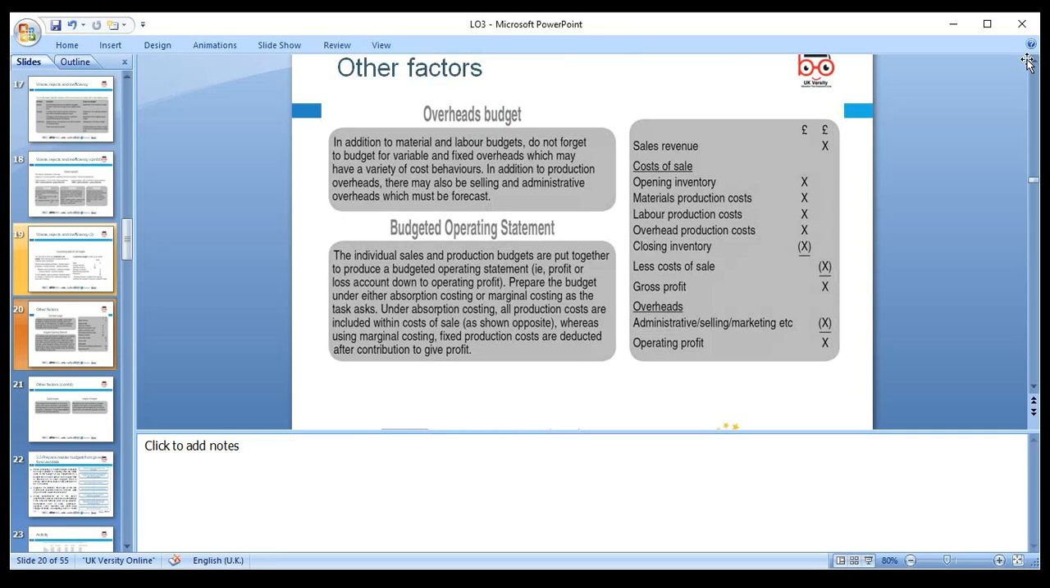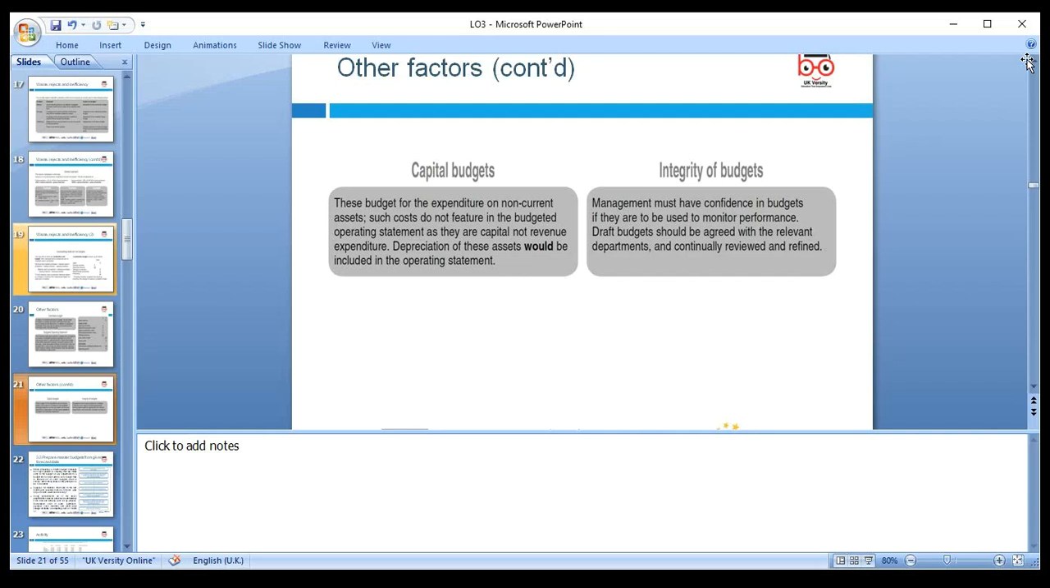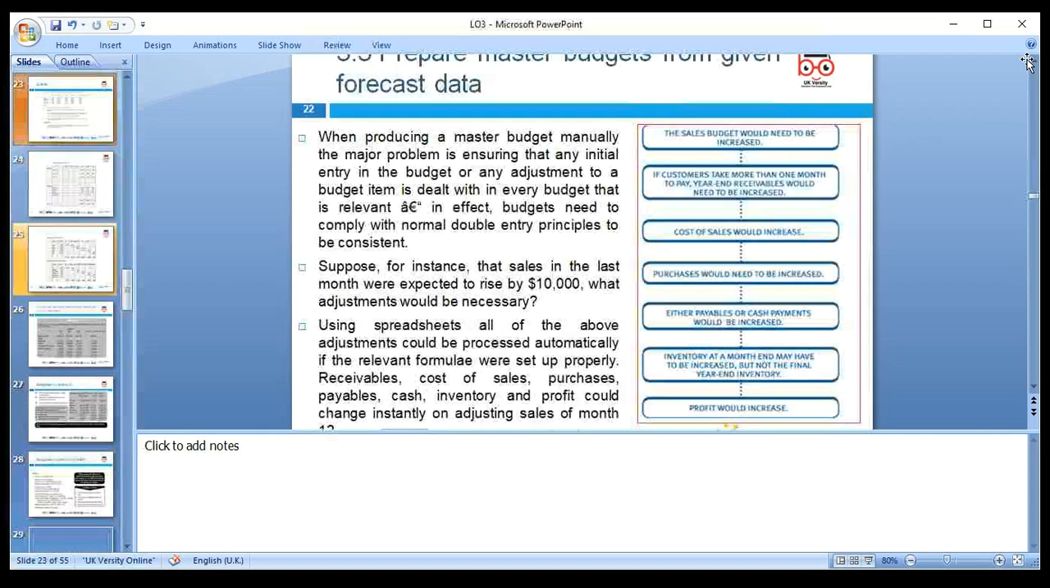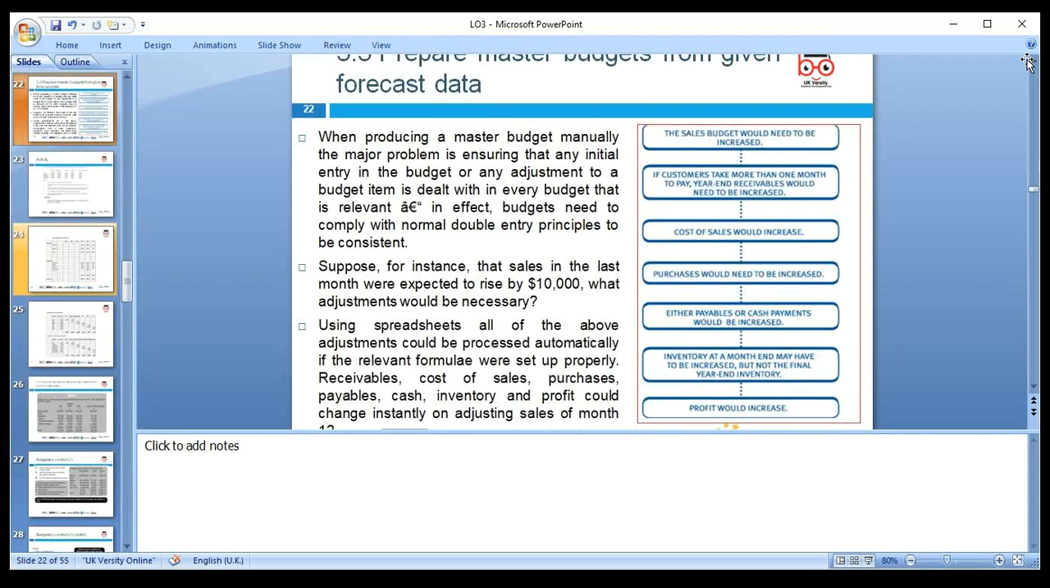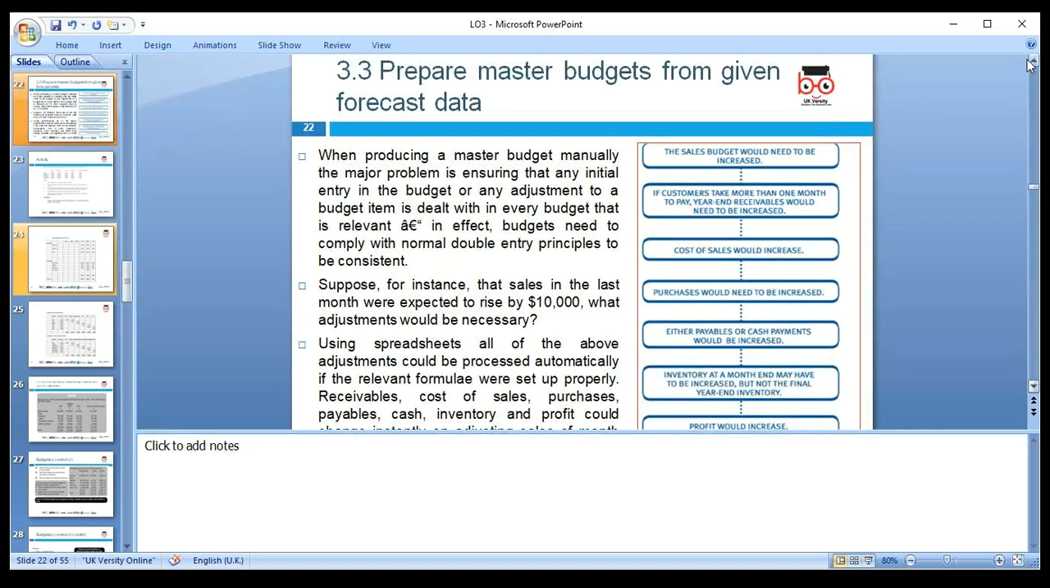Overhead means the things not directly involved in production. Those are overhead costs, like admin, IT costs, and marketing. They may provide services to many departments, so those are called overhead costs. We always need to keep those in mind. Capital budget is about the non-current assets which we buy, and integrity of budget, honesty, is very important.